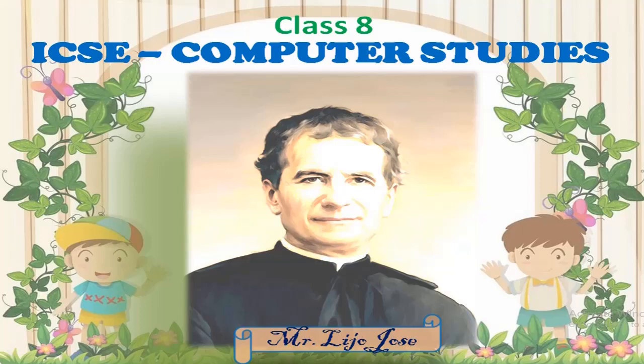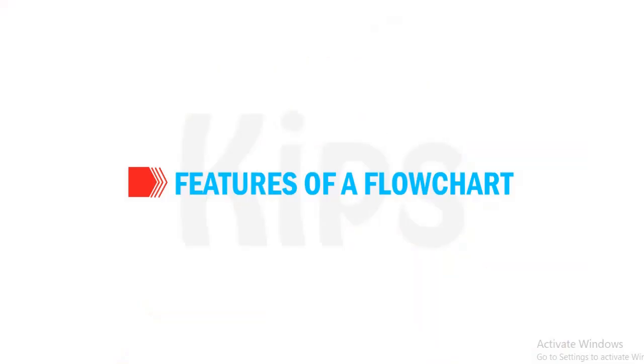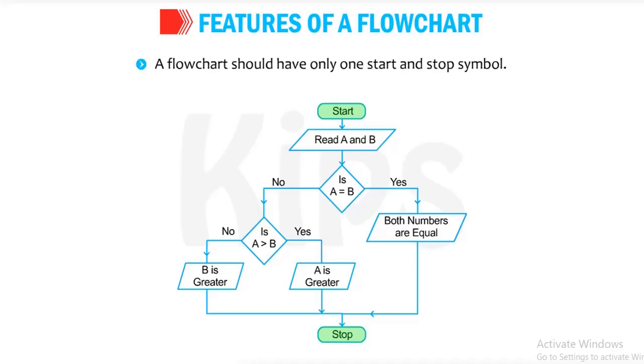Good morning, children. This class we are going to learn features, advantages and disadvantages of flowchart. The first point is features of flowchart. The first feature is a flowchart should have only one start and one stop symbol. Correct? One start, one stop. So that is the first feature.